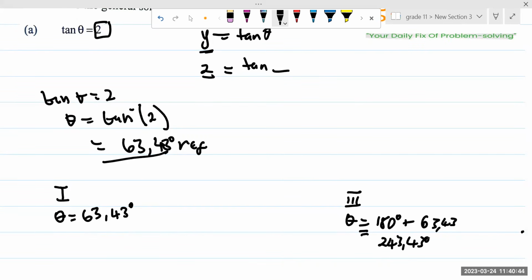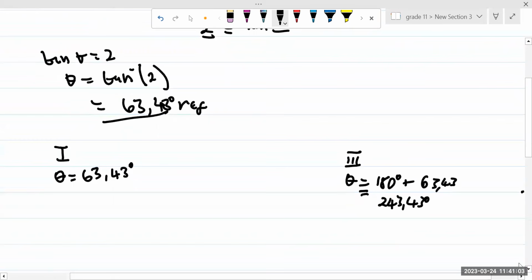243.43. Now, what is the solution that we got here, guys? This is not the general solution. This is the solution for the first cycle. Do they want the solution for the first cycle? No, they want the solution, generally speaking, for the second cycle, for the third cycle, for the fourth cycle, and so on and so on. So how do you get all the cycles? You are going to use the first cycle to get the others.